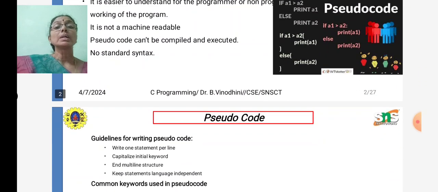For pseudocode, we have guidelines for writing. First, we write one statement per line, capitalize the initial keyword, end multi-line structures, and keep the statements language independent. These are the guidelines we have to follow.